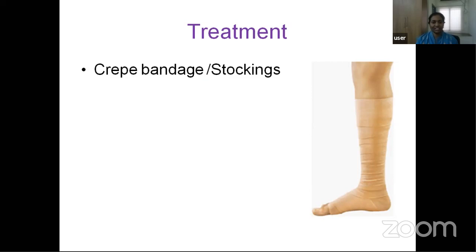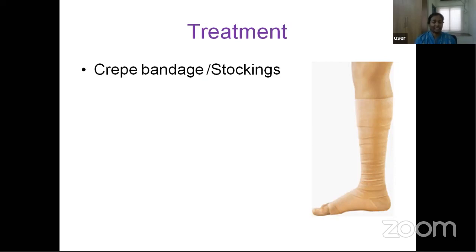In the initial time, we always tell the patient to keep the lower limb in an elevated position, and when walking, he or she is supposed to use a crepe bandage or the stocking. So what happens when you use this stocking or crepe bandage? It puts pressure on the superficial veins and prevents the backflow of blood.